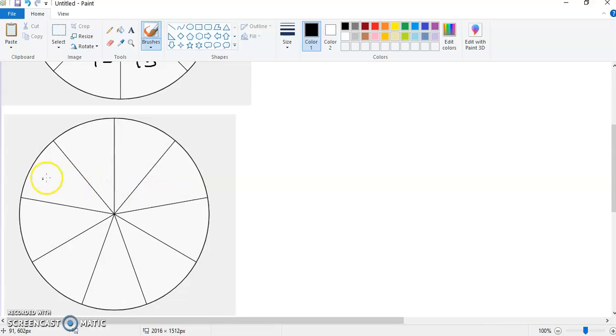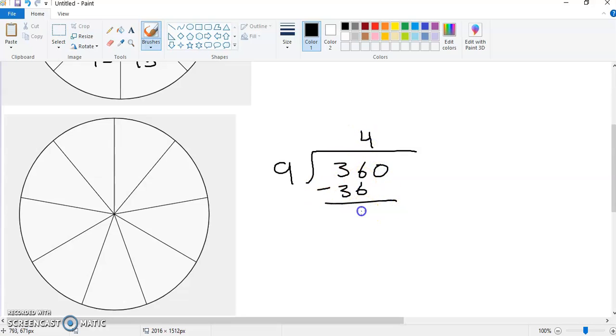So this one I divided into 9 parts. 1, 2, 3, 4, 5, 6, 7, 8, 9. And there's my 360. 9 times 4 is 36. I'll take away 36. Bring down my 0. 9 times 0 is 0. So all of these are 40 degrees.